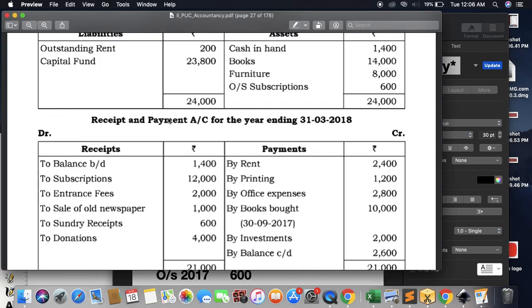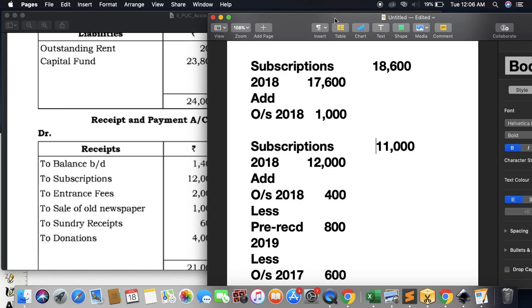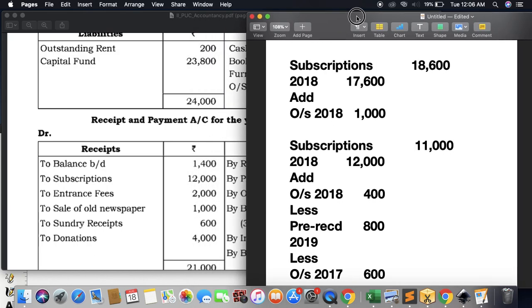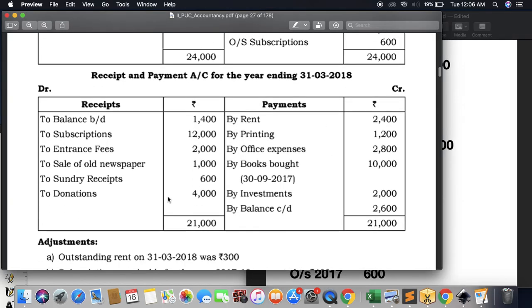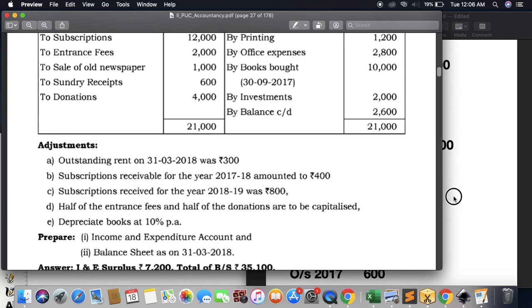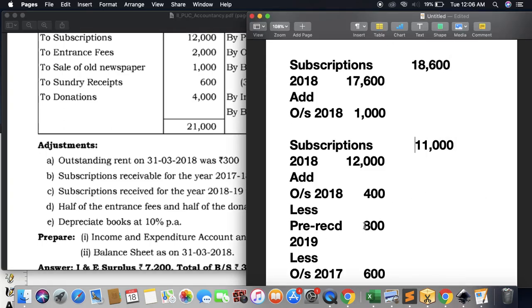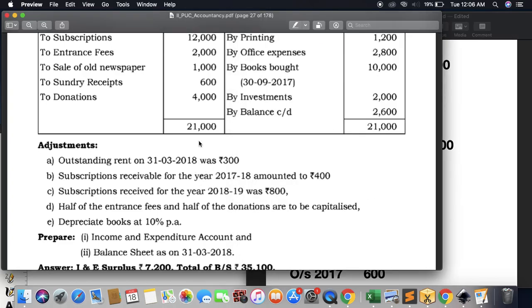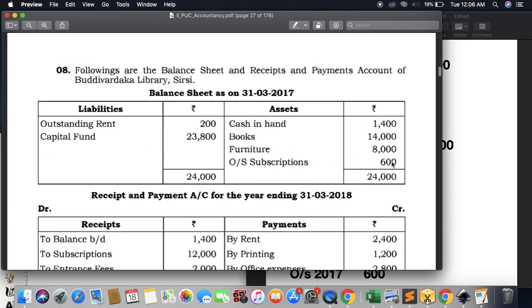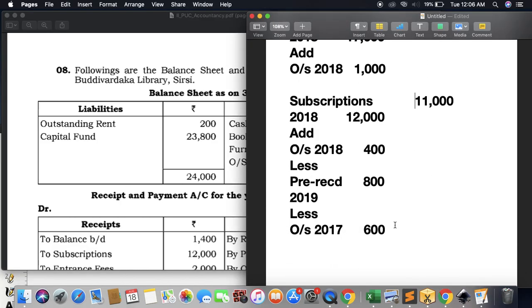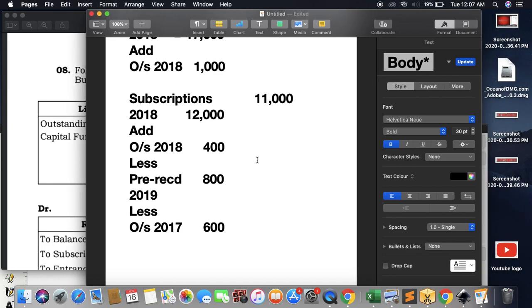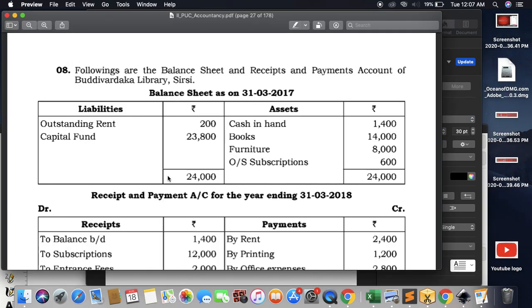Let me go through this. So as you can see, let me keep it parallelly. This is 12,000, and 400 is yet to be received, which we have added. 800 we have received for next year, which we have deducted, and 600 of last year we have received this year, so that also we have minused, and we have written it in the outer column. So this is how you need to do in case of subscriptions.